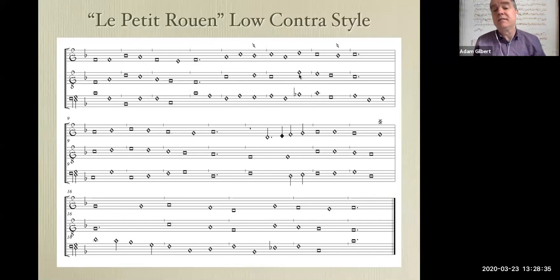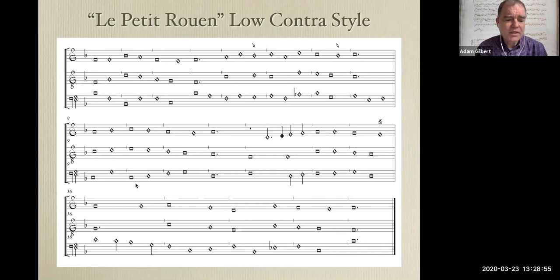But you notice again, each phrase ends and begins at a unison or an octave. Now, here is something that happened. What you see in front of your screen now is called low contra style. And that is not what they called this back then.